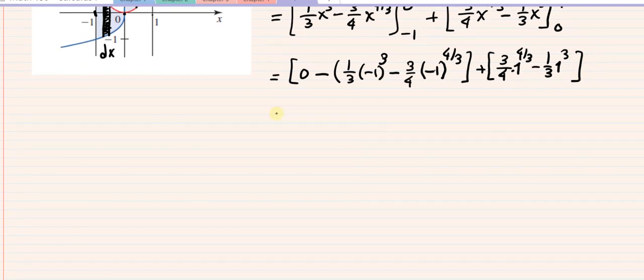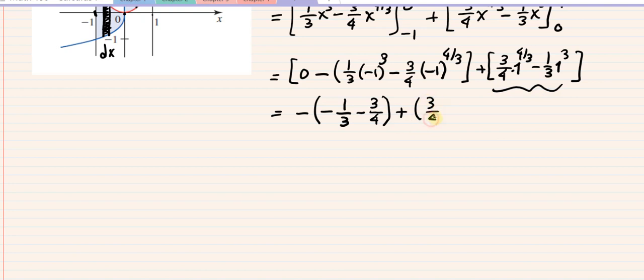Okay. Now, negative 1 cubed is negative 1, so this is going to be negative of negative 1/3, right? 1/3 times negative 1, negative 1/3. Negative 1 to 4/3. Okay, this one. That's cube root of negative 1 to the 4th. That's going to be 1, right? Because I'm raising to an even power. So that's just going to be minus 3/4. And inside the bracket here, you get 3/4 minus 1/3 plus 3/4 minus 1/3.